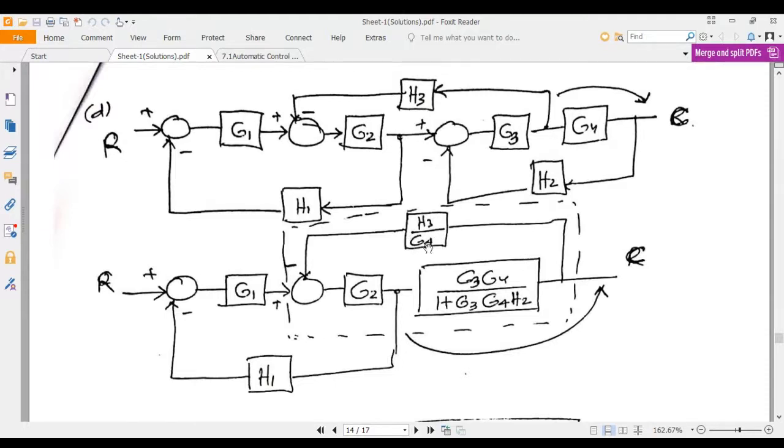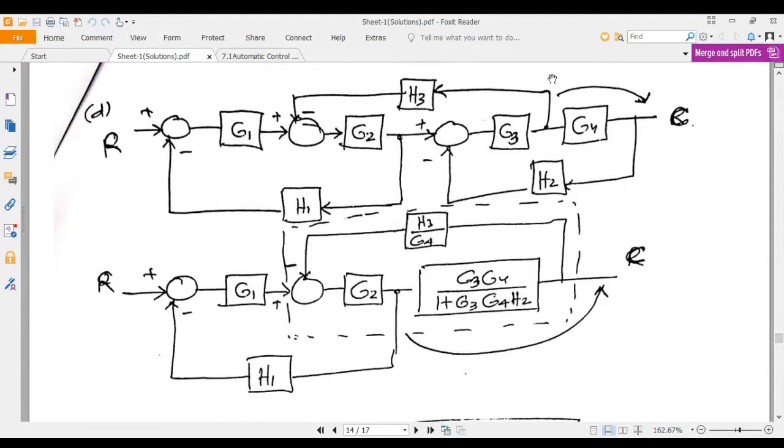That's it. Here you can see in the second step. Then again, we cannot apply then also. So we will move this feedback path H1 after the big block. After the big block, H1 will be divided by the whole block. How has this block come?